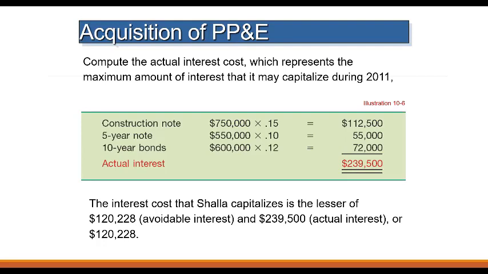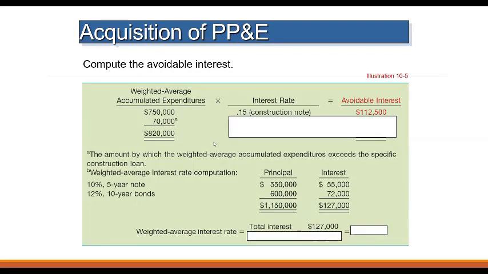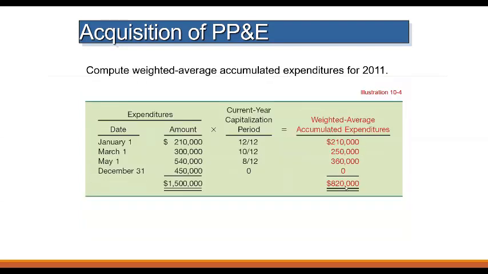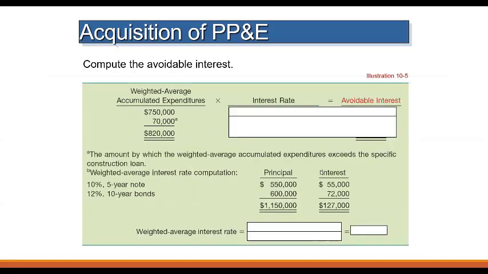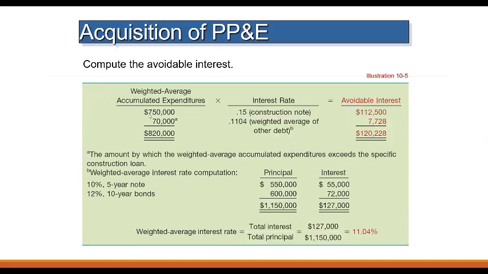239,500. Okay. Let's go and do the avoidable. The avoidable is telling me that I have a weighted average accumulated expenditure of 820,000. And we have a specific loan, if you remember, with 750, and the interest is 15%. So actually the interest will be 112,500. From where are we going to finance the difference?